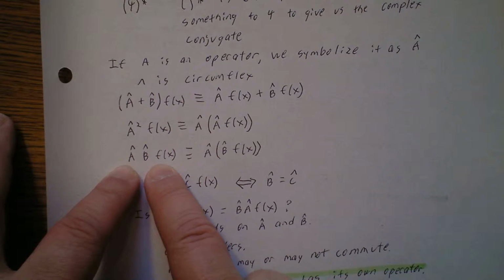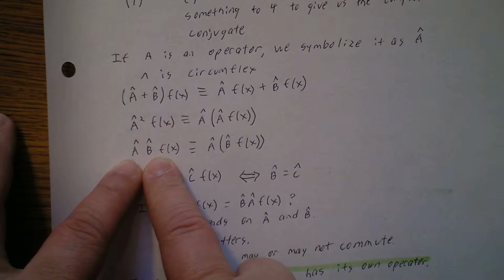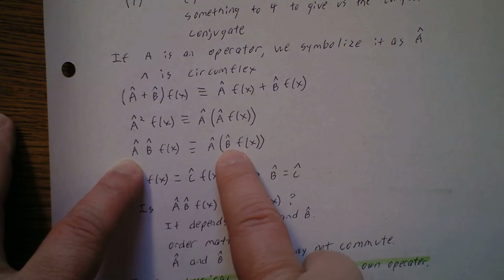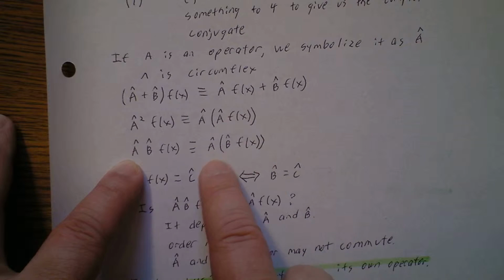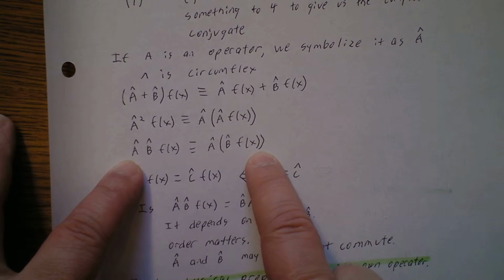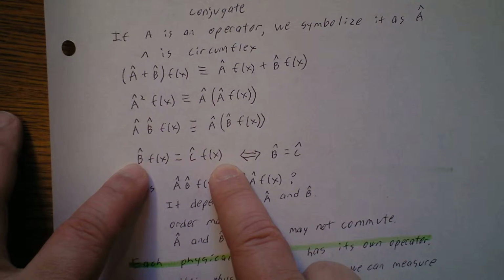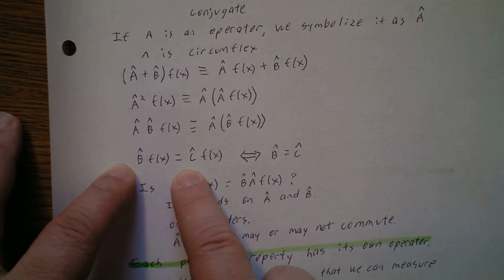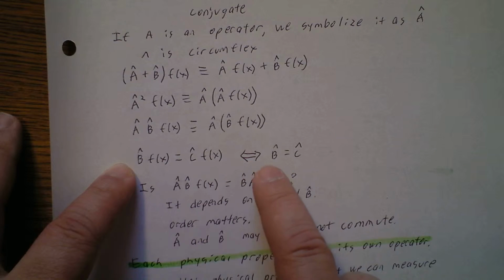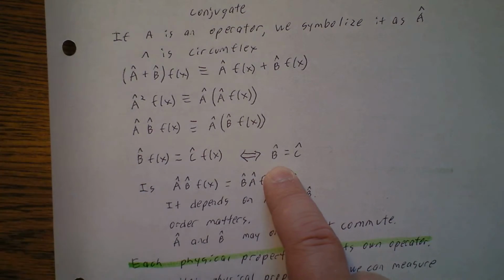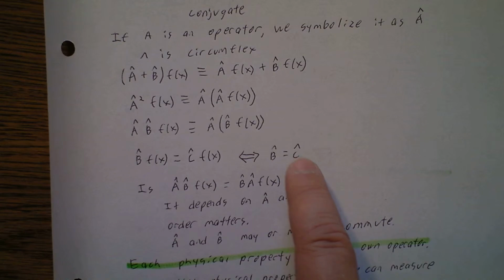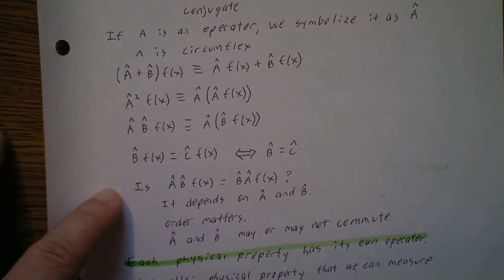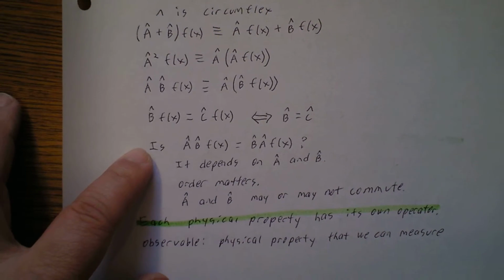Likewise, order of operation, let's say we have A circumflex of B circumflex of f of x, then we're defining that as taking B circumflex of f of x first and then taking A circumflex of that. Now, let's say that B circumflex of f of x equals C circumflex of f of x, then that means that B circumflex is equal to C circumflex. In other words, B and C would be the same operator.